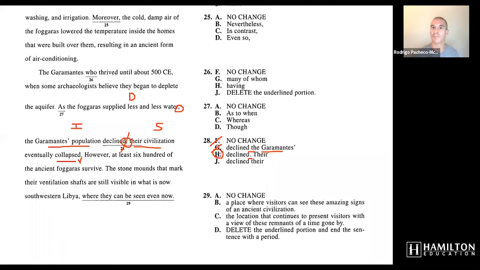So we can use a period at the end of the previous independent clause. And J, we're missing punctuation here, which again would give us a grammatical issue, a run-on sentence as well. So we can eliminate J.